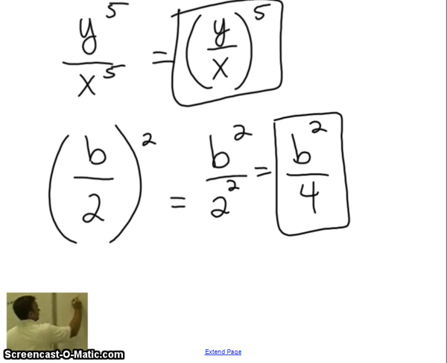That's it for this section. Attempt the practice problems. Please ask me questions if you need to.